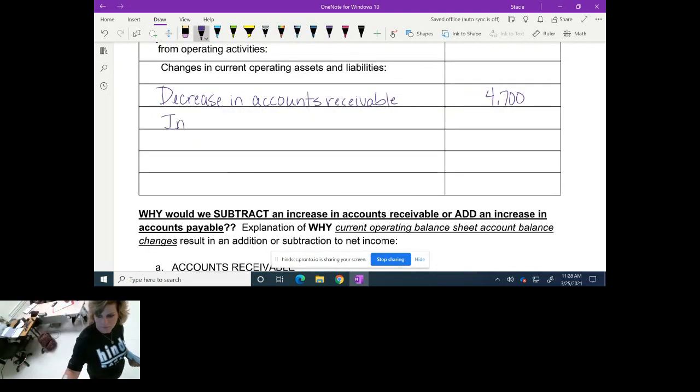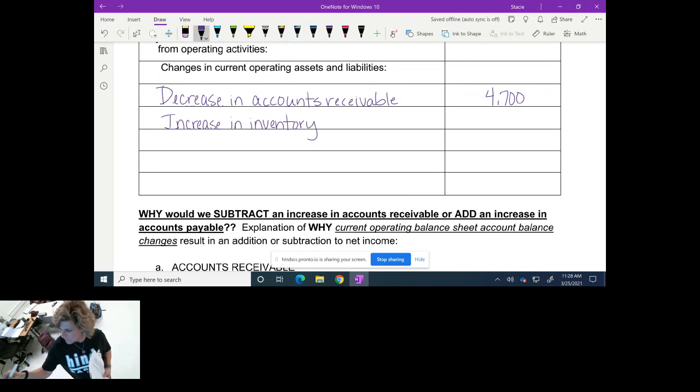Increase in inventory. All right, and it increased 2,400. So are we going to show that as a subtraction or an addition? Subtract. Because when they bought the inventory, they paid for it, ultimately. All right, what about the increase in accounts payable?